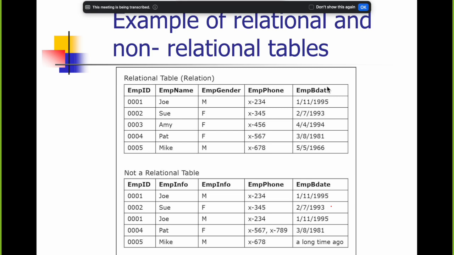Now here we have an example of relational and non-relational tables. On the top you see a table that is a relational table, or we call it a relation. That's why I said each relation is a table, but not every table is a relation. For example, the table on the bottom is not a relational table, and it is not a relation. This is just a table, not a relation. So can anyone explain what is the problem with the table at the bottom that is not a relational table? What's the problem with this?